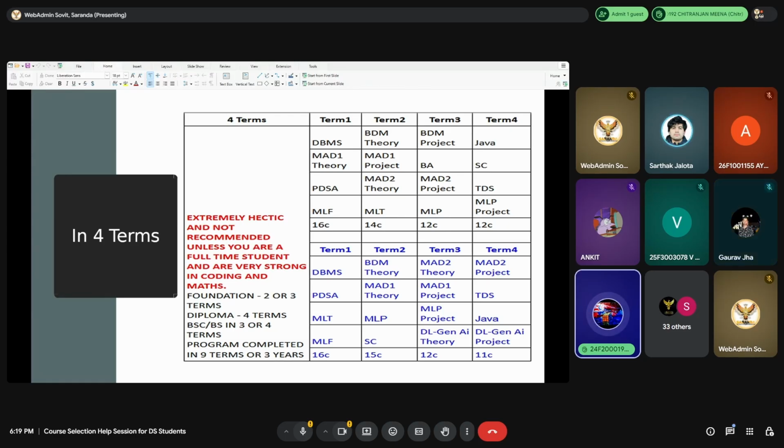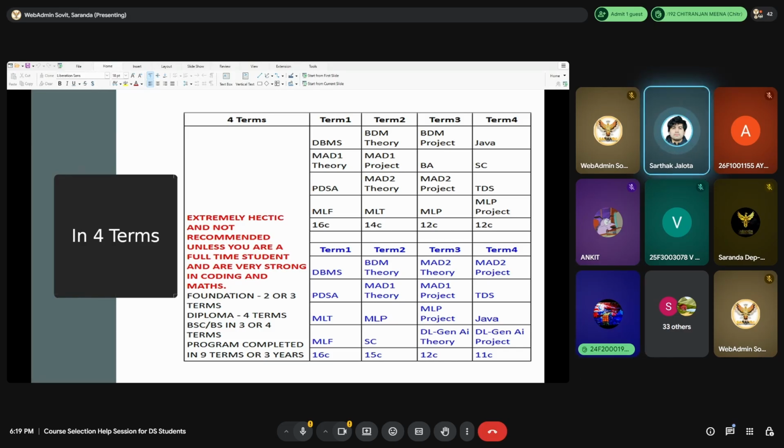Is there any effect on my MAD1? No, no, you don't have to worry. It's not a prerequisite. Since you have taken DBMS with MAD1 theory, and your MAD1 is clear, you can take the MAD1 project now. You don't have to worry about it. You can repeat DBMS or you can just do the makeup exam if that's the case.